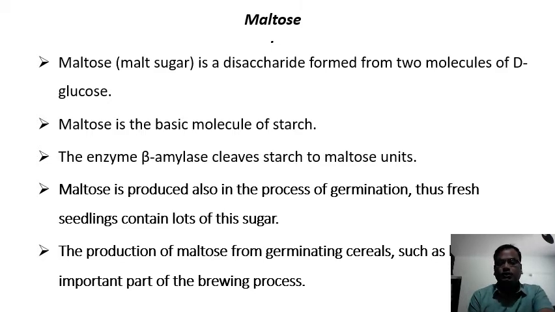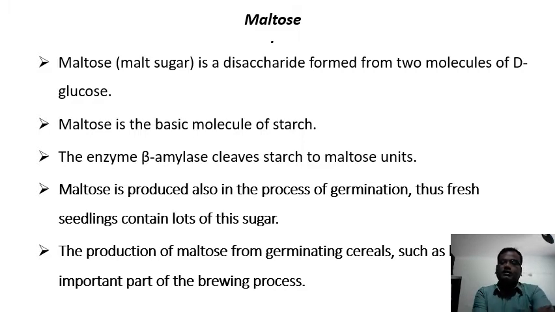Maltose is important because this is the basic molecule of starch. So starch is actually made up of glucose molecules, or we can say maltose. Now maltose molecules join together in a very large number, and that is going to be formed into a starch. So beta amylase is the enzyme which can break down starch into maltose. So during the digestion, what happens? The starch molecule is broken down by the beta amylase enzyme.